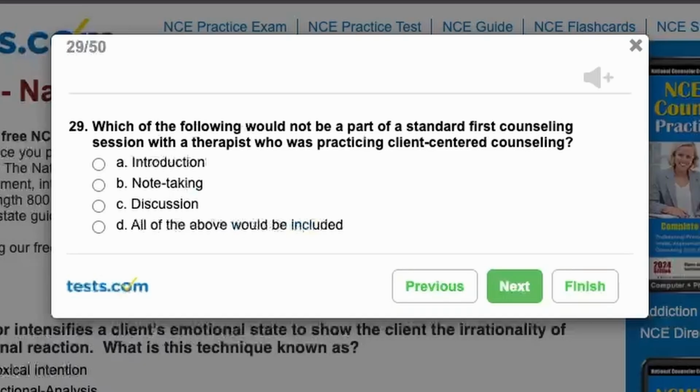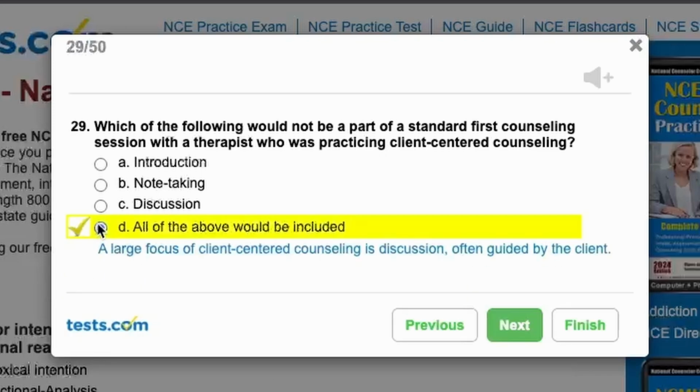Which of the following would not be part of a standard first counseling session with a therapist who was practicing client-centered counseling? A. Introduction. B. Note-taking. C. Discussion. Or D. All of the above would be included. D. A large focus of client-centered counseling is discussion, often guided by the client.